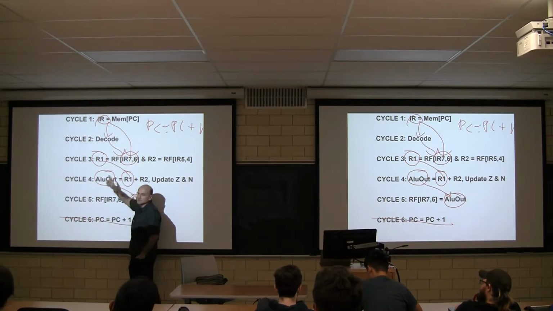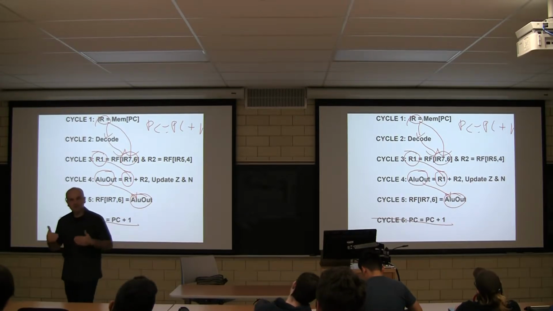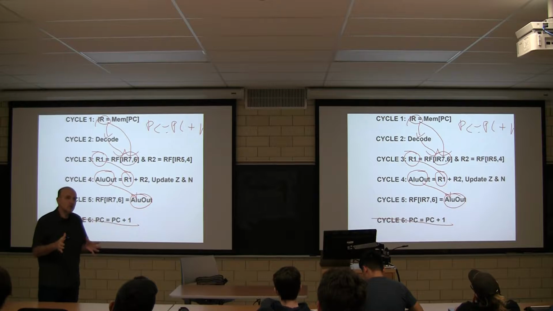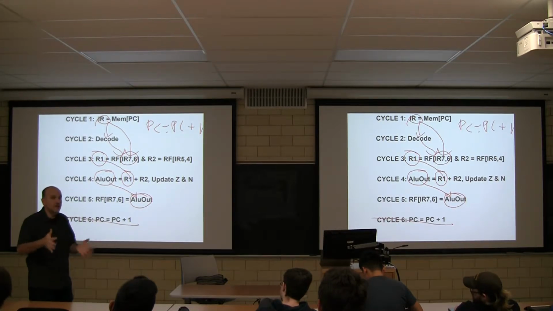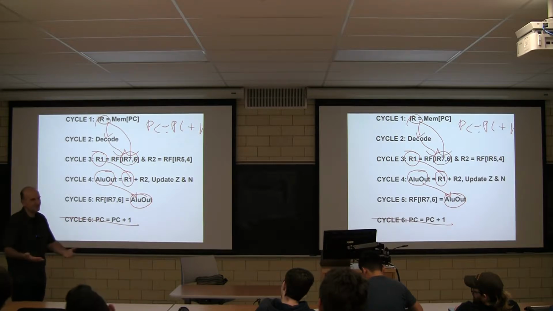Now, next thing is, notice that I drew this very nice arrow. I drew this arrow saying that if you want to make sure that you always read the right values from the register file, you've got to wait for decode. And I'm choosing my words very carefully. I'm saying if you want to make sure. Okay.